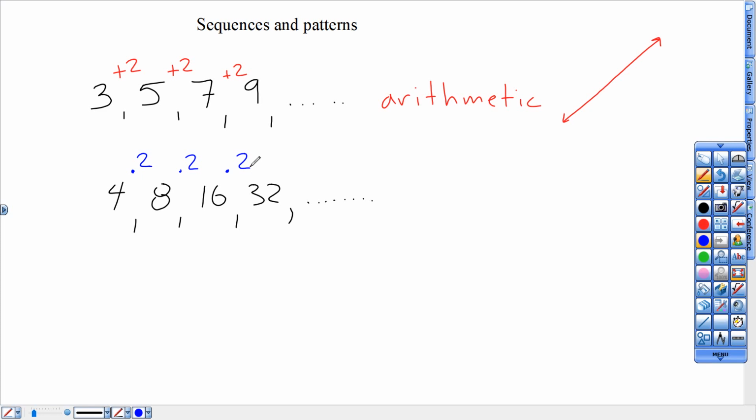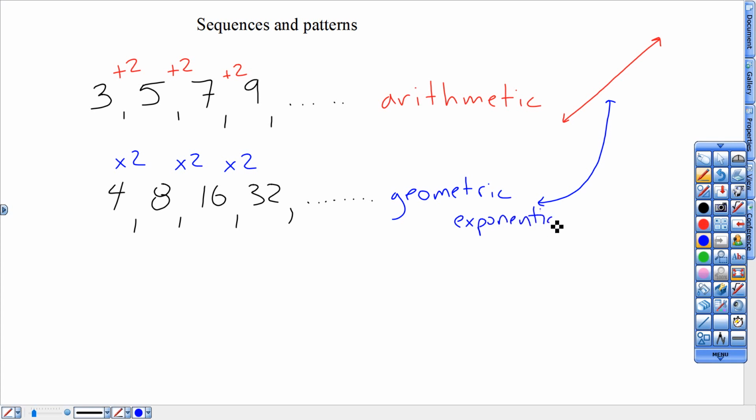So if I'm multiplying each time, let's write those a little bit better. If I'm timesing each time by 2, that makes this what we call a geometric sequence, which means the graph will be curved like that. Starts off straight but curves. We also call this exponential. Write these down. This is an exponential sequence, grows exponentially. That straight line we call a linear, like a straight line.